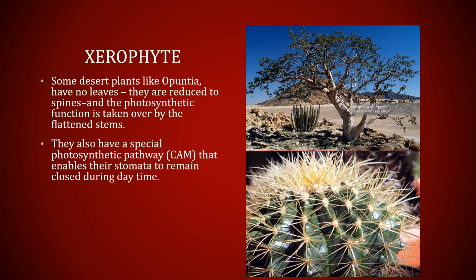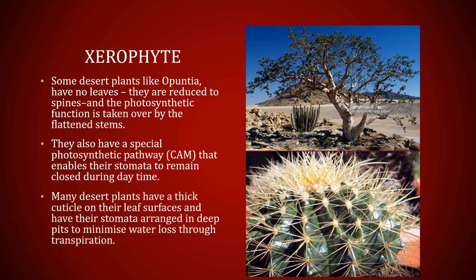Xerophytes also have a special photosynthetic pathway called crassulacean acid metabolism that enables their stomata to remain closed during daytime. During night, carbon dioxide is absorbed through open stomata and is fixed into an alternative form. During the daytime, light reaction takes place. It's a special adaptation of xerophytes. Many desert plants have a thick cuticle on their leaf surfaces and have stomata arranged in deep pits to minimize water loss through transpiration.